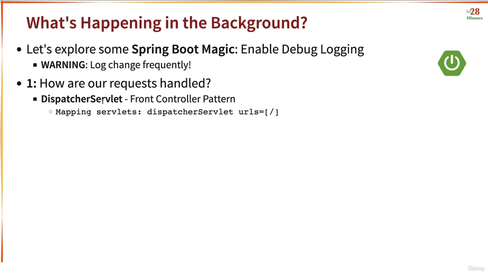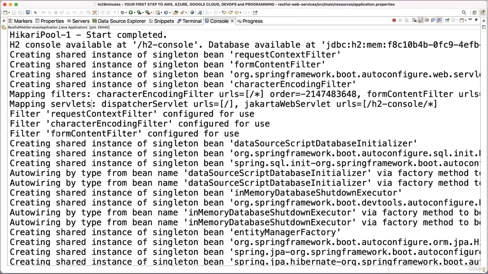Basically, dispatcher servlet is the first thing that your request goes to, irrespective of the URL you are making use of. Why? Because dispatcher servlet is mapped to the root URL. If you search the logs for mapping servlets or dispatcher servlet, you should see something called mapping servlets in here. So you can see that the dispatcher servlet is being mapped to the URL root.